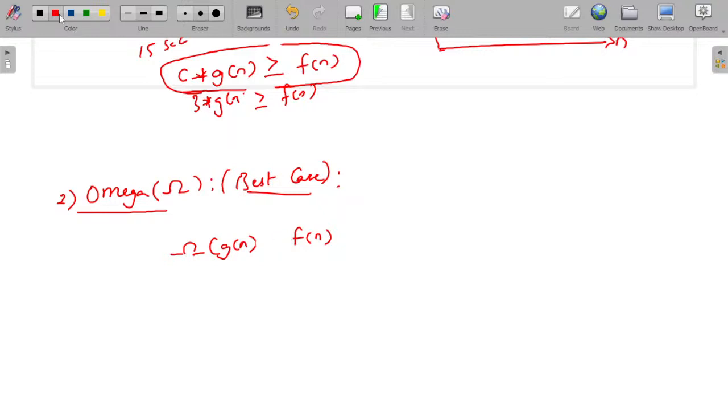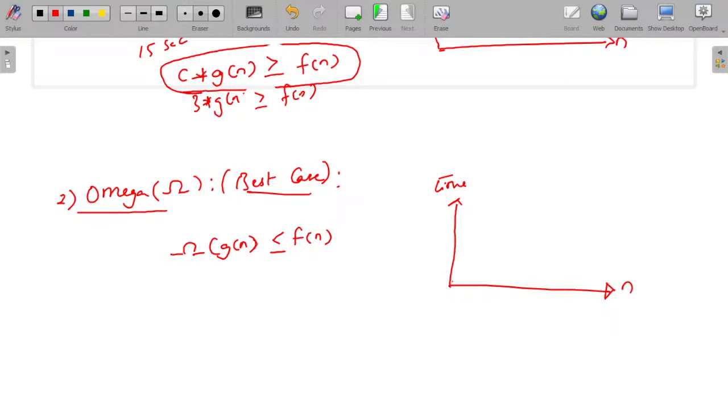Let me just complete writing it. So omega of g of n is always less than f of n. The corresponding graph would look something like this. This is the size of the problem and this is the time. The omega notation is used to represent the best case situation.